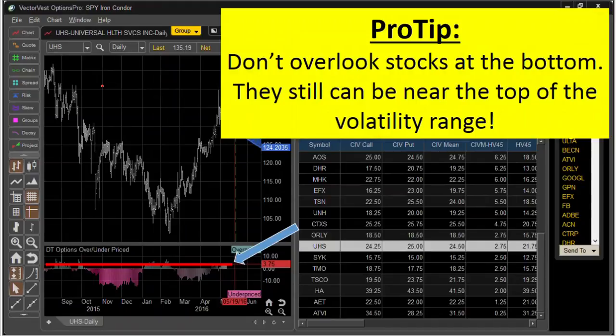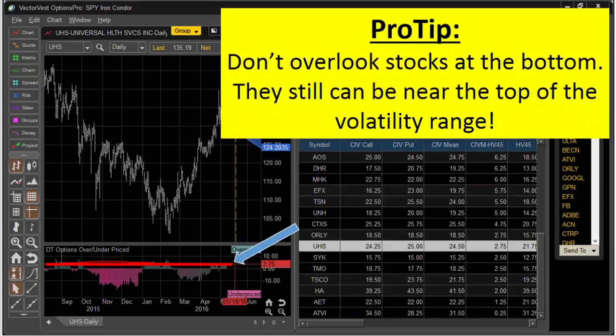Now, also, don't overlook stocks at the bottom of the matrix scan. A lot of people focus all their attention when the CIV mean and HV is like 20, 30%. Some of these, like down here, like UHS, look at UHS. The last 3 times we had an earnings run, it really got no higher than 3%. So that's a smaller number, but for UHS, that's still a very, very overpriced option. So don't overlook any of the stocks. They can still be near the top of the range.